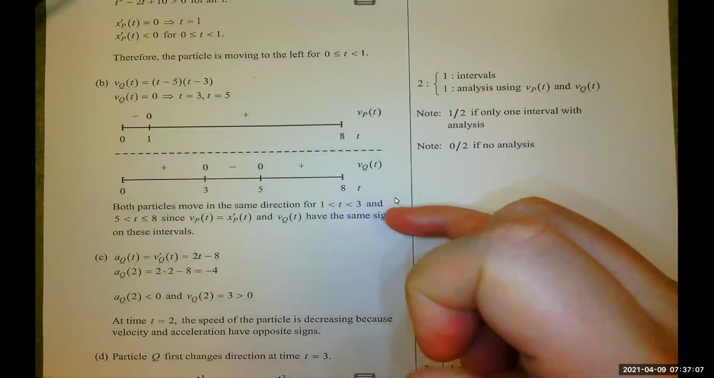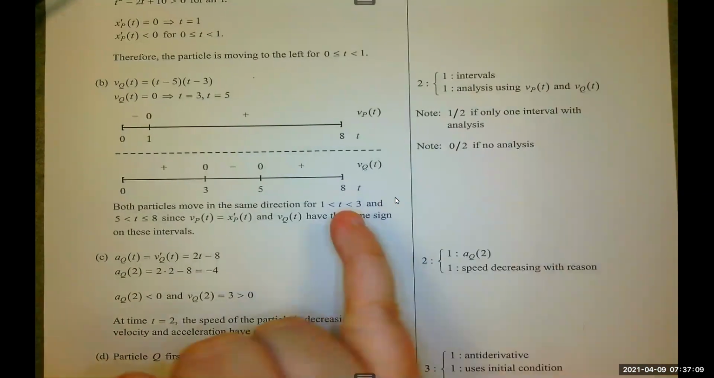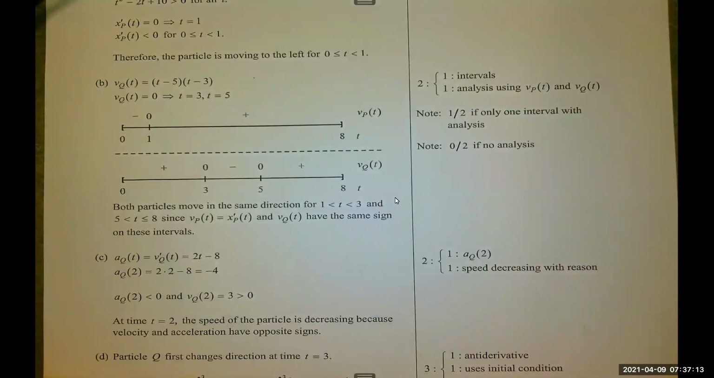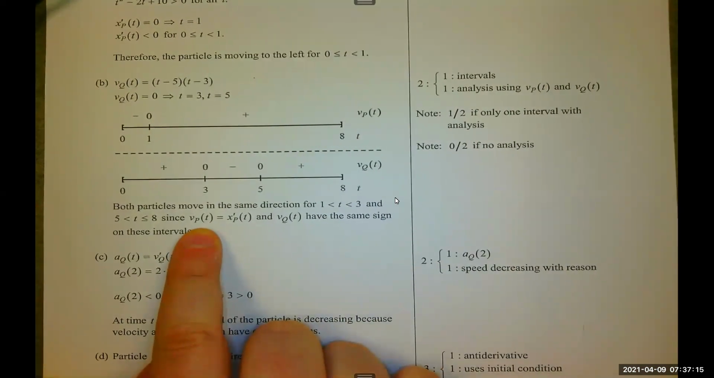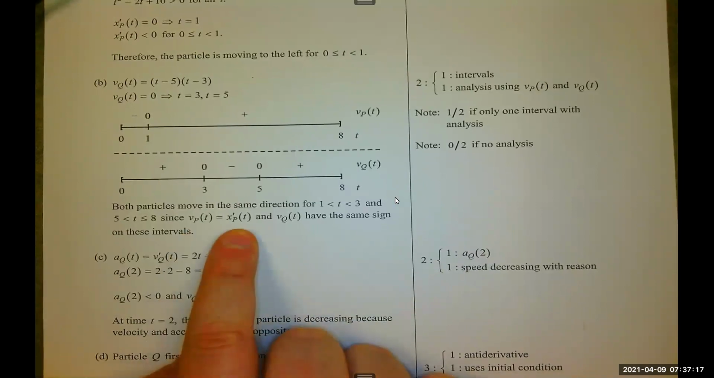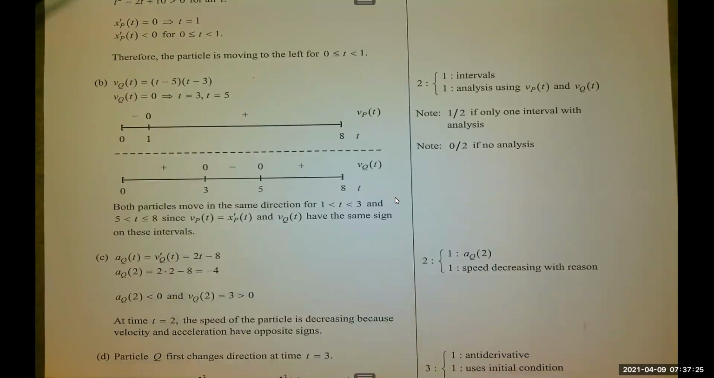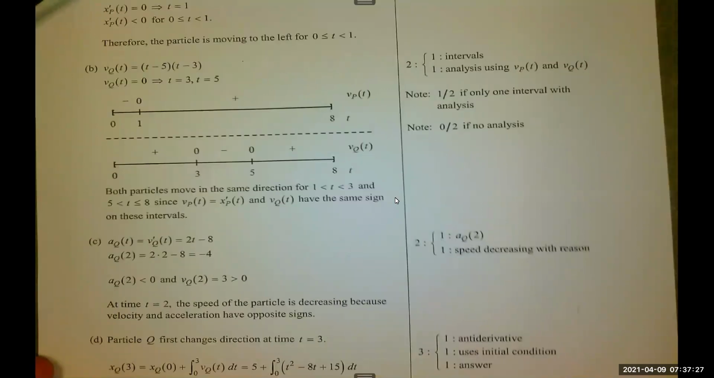So, slightly different answer from what I had. 1 to 3 and 5 to 8, same sign, because the velocity of particle P, which is the first derivative of particle P's position, and the velocity of particle Q have the same sign. Both of those are going to be fine to answer this question.